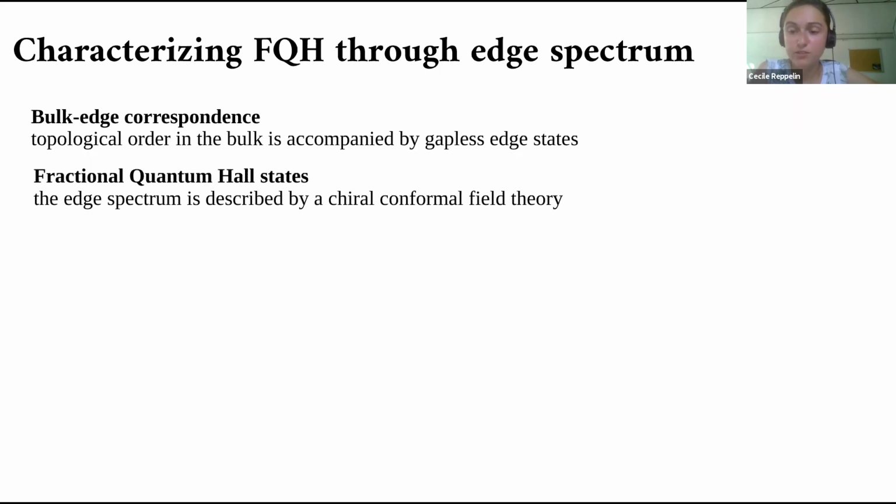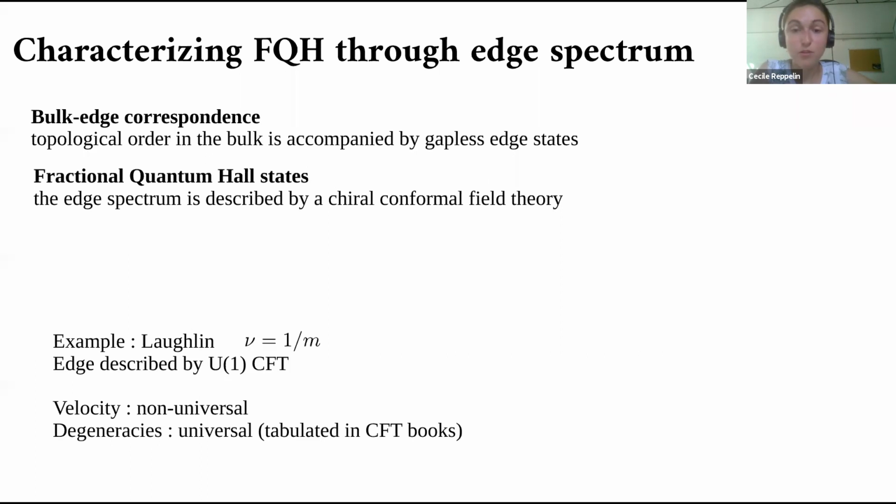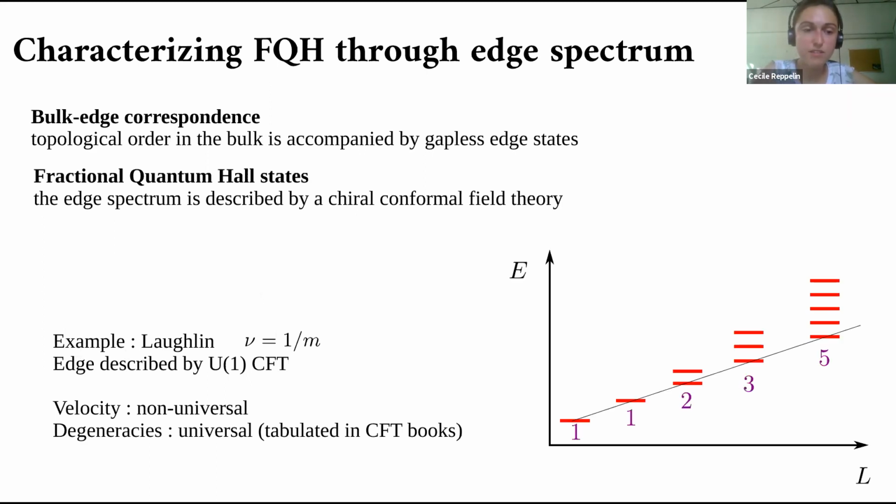The wave function in the bulk is actually given by conformal correlators of the same conformal field theory that describes the chiral critical edge. So taking the example of Laughlin states, and this is actually the same for all Laughlin 1/m, but especially for Laughlin 1/3, the edge is described by a U(1) conformal field theory. And the result is that this edge spectrum is a chiral edge spectrum which has a very specific shape.